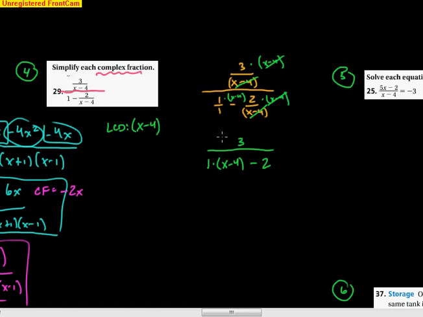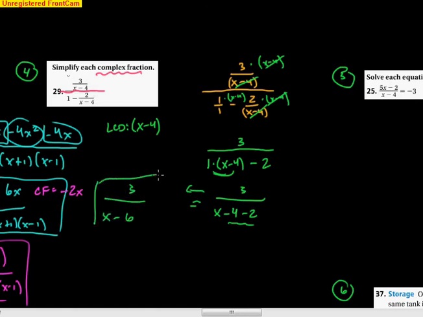And now we just simply simplify. 3 over, distribute this 1, doesn't change anything, x minus 4 minus 2, and then combine your minus 4 minus 2. So this equals 3 over x minus 6. And that's the final answer. So when you're simplifying a complex fraction, the big deal is get rid of the fractions within the fraction.